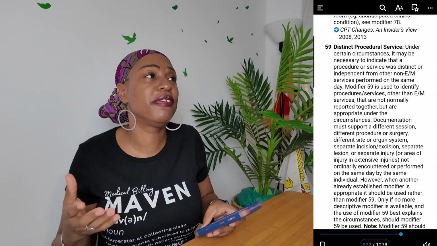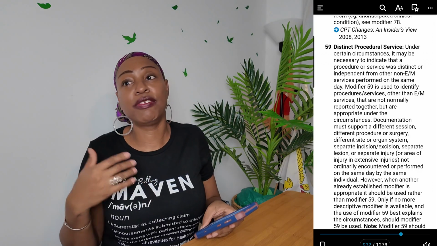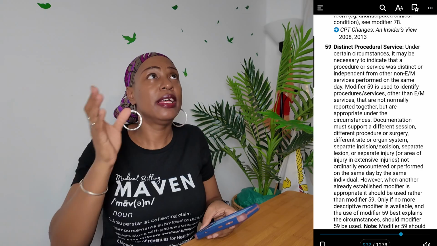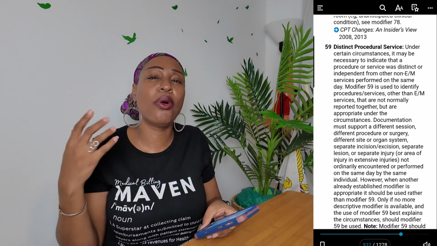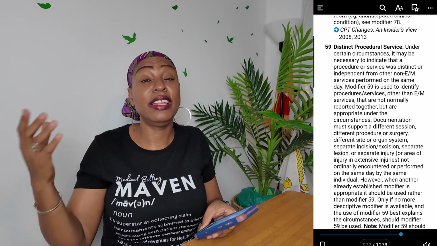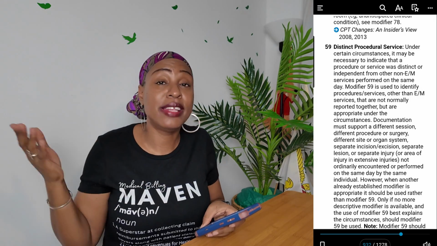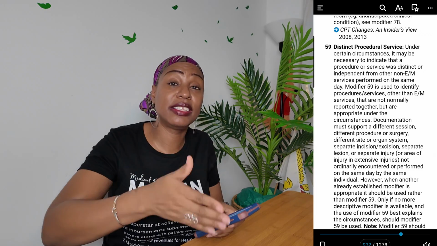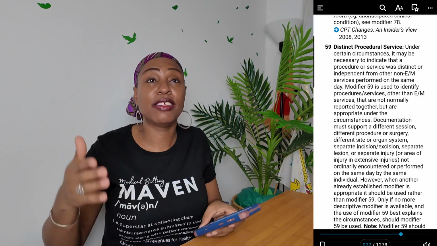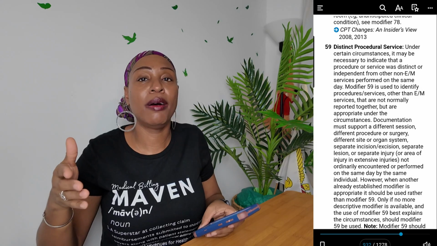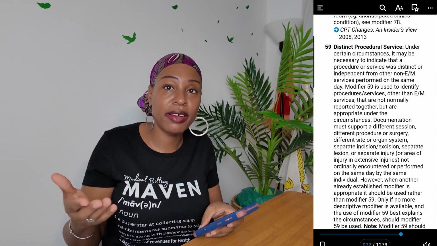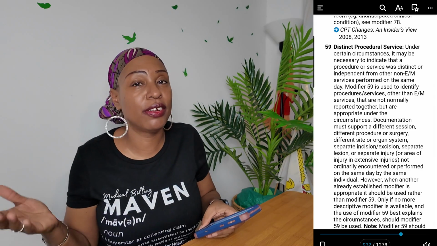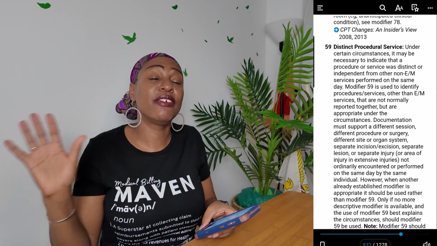We've used modifier 59 on services that the payers may believe are incorporated or bundled together, but in that instance they are not bundled together, so we have to put a modifier 59 on that because they're distinct from each other. They're not for the same region or the same area, and the payer may treat it as if it is. Modifier 59 can get really tricky.